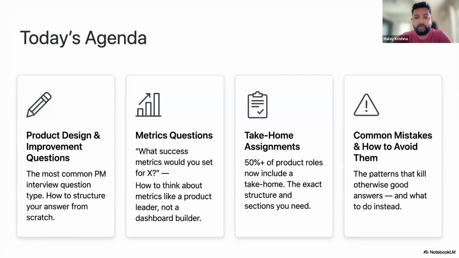Block two is metrics questions. What metrics would you set for X, without sounding like someone who is just mechanically following a framework? How you can answer this. Third is how to solve take-home assignments, an 8-step process and a 10-section structure for your submission. And then finally, some common mistakes across the three, because knowing what not to do is always more valuable than perfectly knowing what to do.